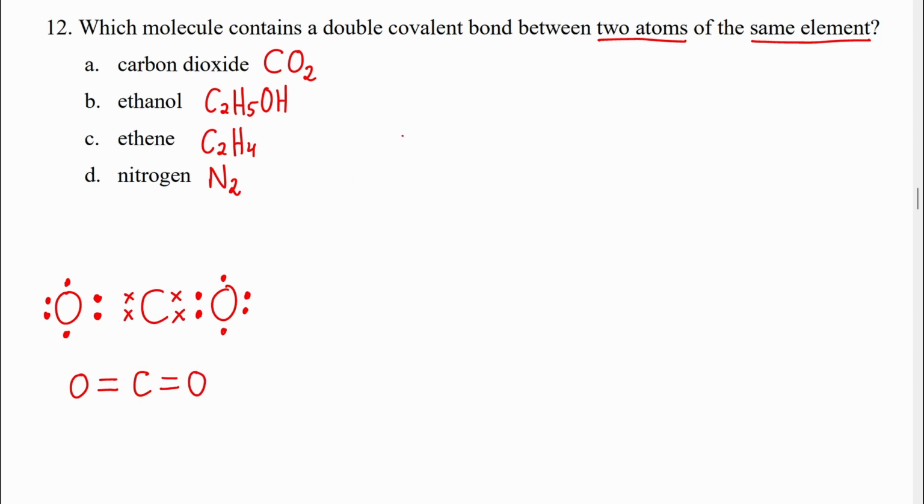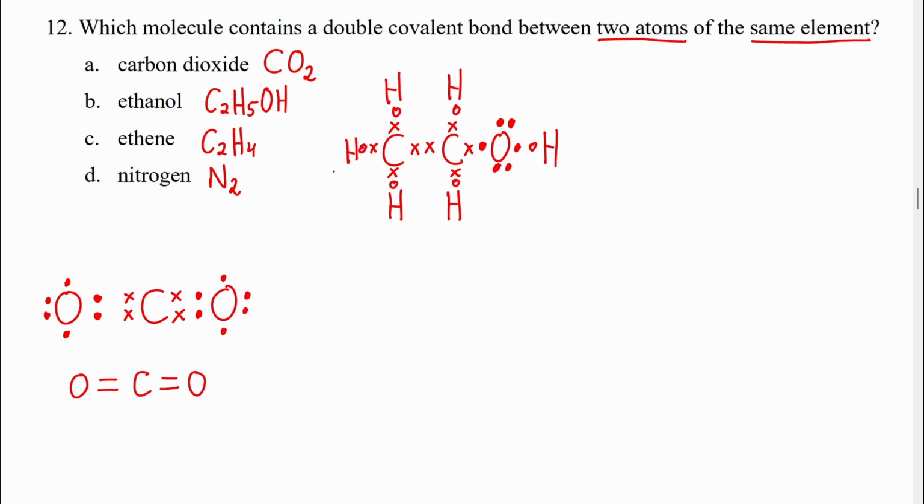Next, ethanol. So we have 2 carbon and 5 hydrogen and 1 oxygen and the other hydrogen. So in here we have 1, 2, 3, 4, and the same thing with this carbon, 1, 2, 3, 4. While in here we have all single covalent bonds.